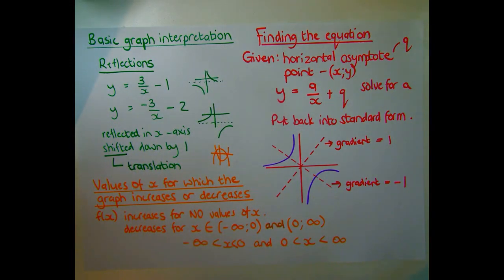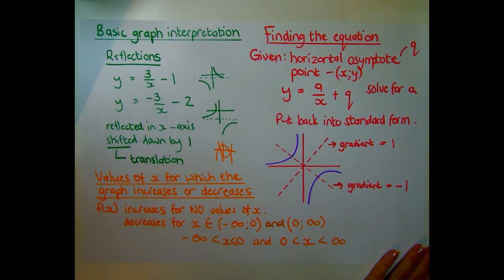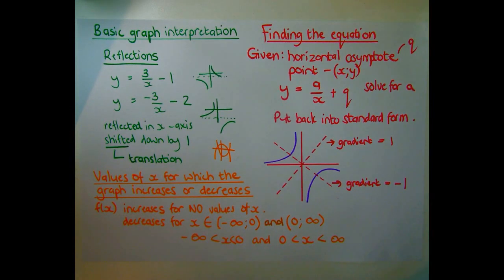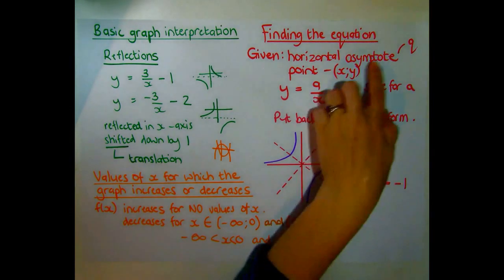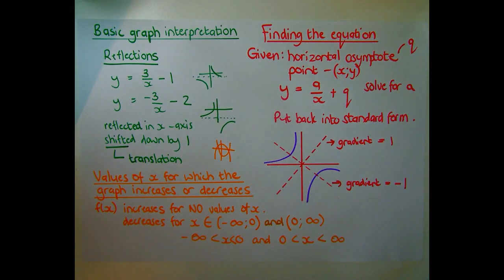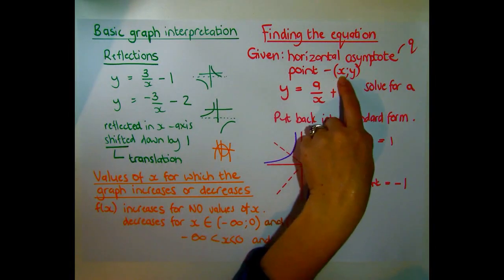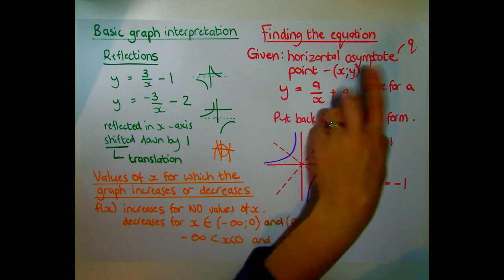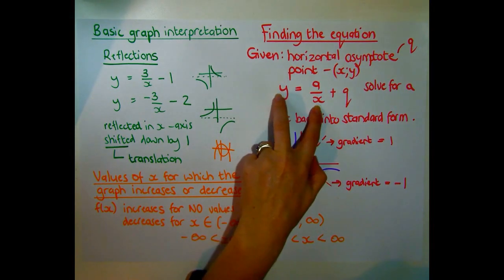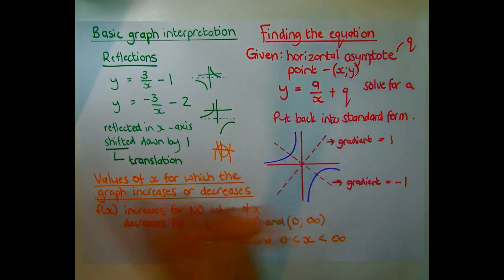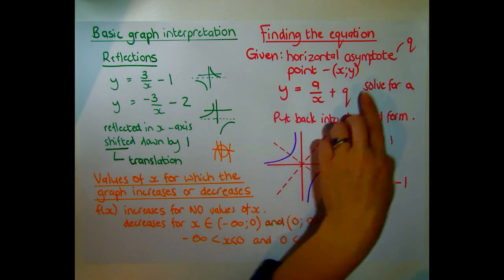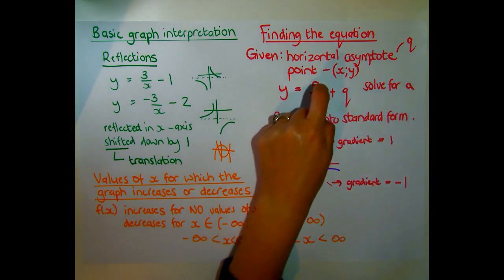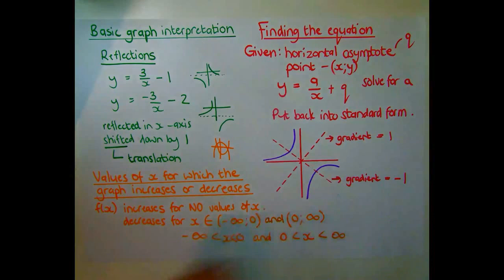When we find the equation for a hyperbolic function, we could be given a number of things. We could be given the horizontal asymptote, in which case we plug it straight into the q value of the formula. We could get given a point which has an x and y value. That will go in by your x and y. Your asymptote, whatever it is, goes into q. You solve for a. Once you get a out, you need to put it back into standard format, or you haven't solved the problem.